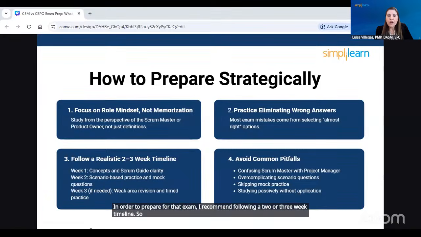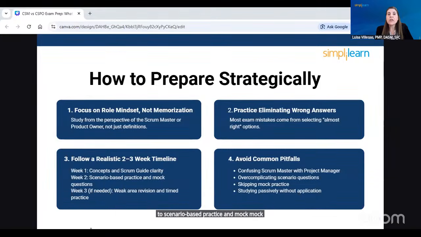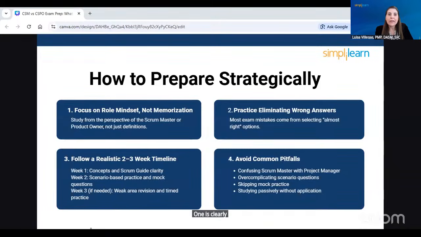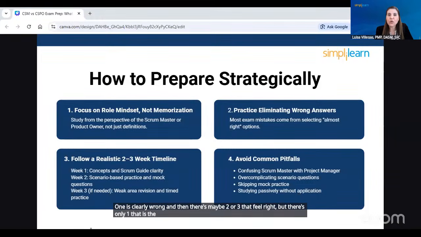On week one, you want to make sure that you understand the concepts and the Scrum guide very, very clearly. On week two, you can move on to scenario-based practice and mock questions, focusing on eliminating the wrong answer. This is true for those of you that have taken the PMP as well: when you have multiple choice questions, you're often going to have, let's say, 4 answers. One is clearly wrong. And then there's maybe 2 or 3 that feel right, but there's only one that is the best answer, the one that aligns the most with the Scrum framework. So practice eliminating those wrong answers and applying that knowledge to scenario-based questions.